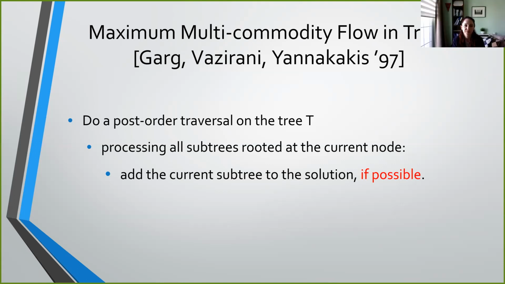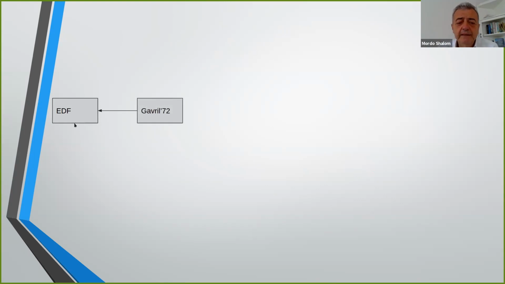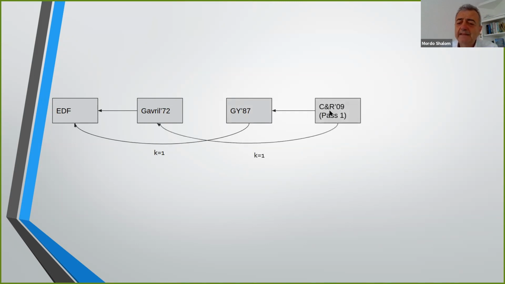So you have a tree, and you process the vertices bottom up. At each time you consider the current vertex and all the subtrees that are rooted at the current node, and you add them, if possible, to the solution. And then you get this. This EDF is for interval graphs, when the entire tree is a path and k equals 1. This is for chordal graphs, but k equals 1. This is for interval graphs, but for any k. When you restrict to k equals 1, you get this. This is for any k and chordal graphs, but still homogeneous. All the k's are the same.